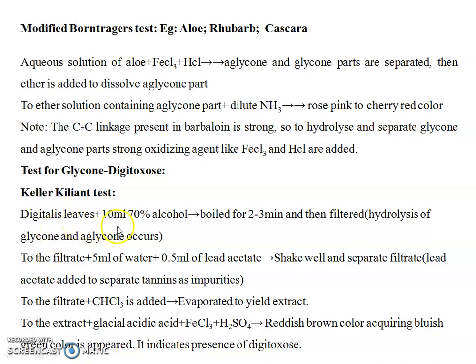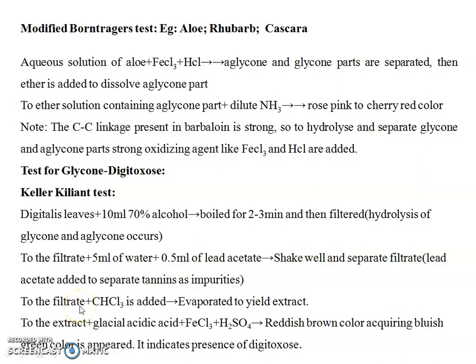Here digitalis is taken, alcohol is added to it and it is boiled for 2 to 3 minutes. When it is boiled and undergoes hydrolysis, the glycone and aglycone parts are going to be separated. Now to this you are going to add a reagent, that is lead acetate. Why? In the digitalis leaf, tannins are also going to be present. The tannins will act as impurities. To separate those tannins, lead acetate is added. Once you add the lead acetate, the tannin will get precipitated, which you have to filter and get the filtrate.